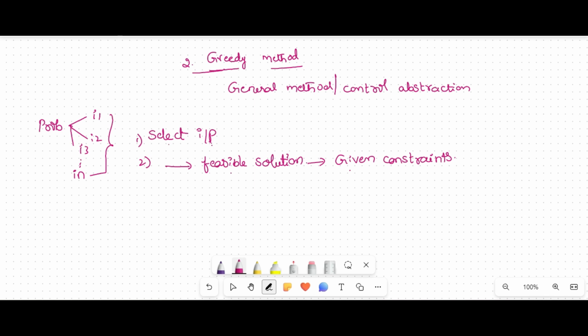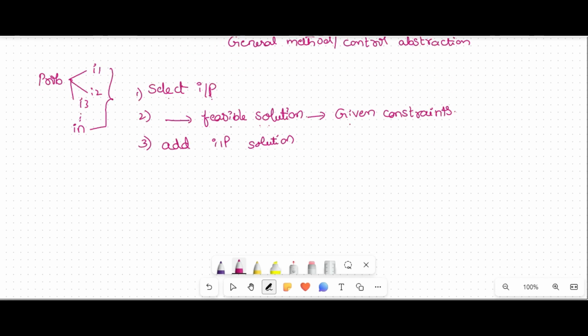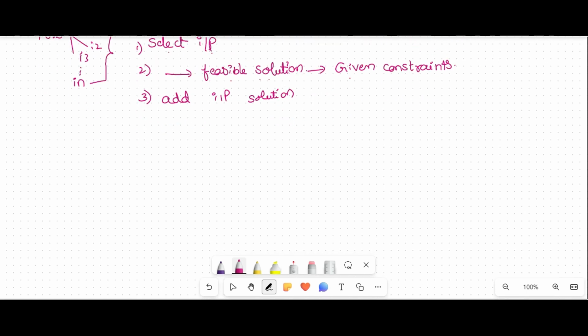If it is feasible, then we will add that input to the solution. Like that, all inputs are added, so to get the final solution. Now see how to write the algorithm control abstraction for this general method greedy approach. Algorithm greedy approach.